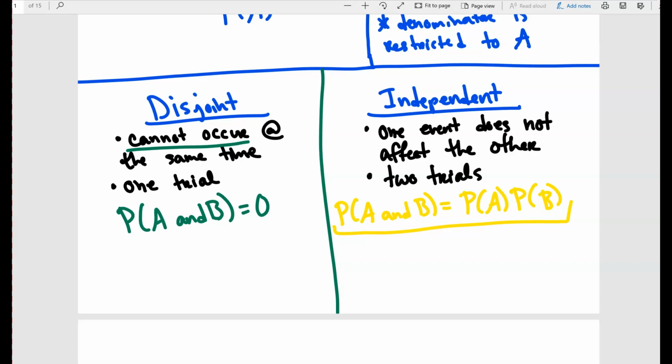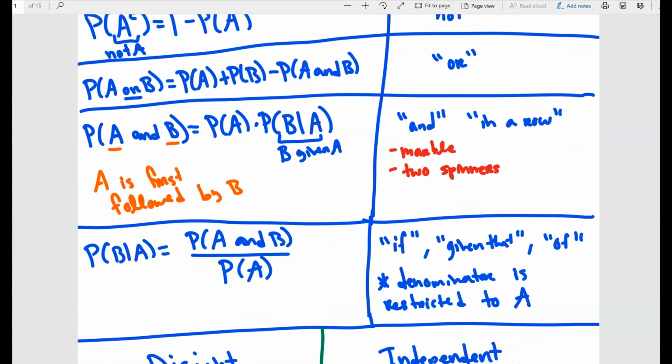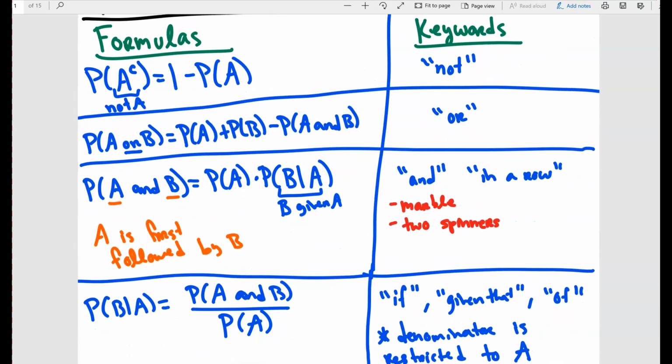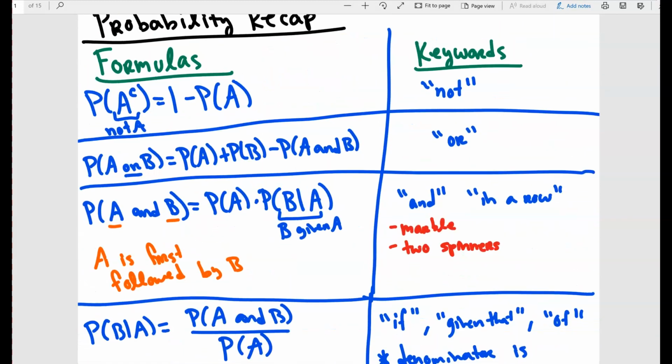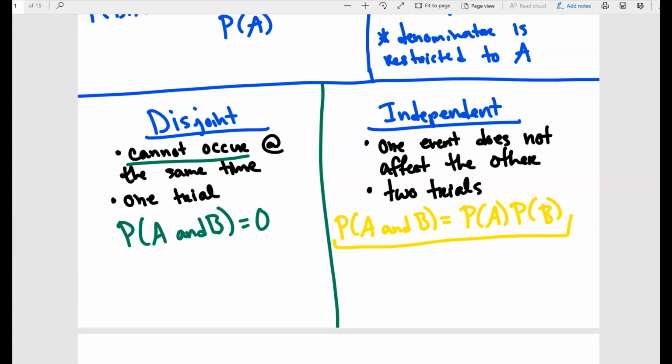Okay, but I do want you to know the differences between these two because these two are not the same. Disjoint and independence are completely different from each other. Okay, so I'm not going to do any examples. We did a couple of examples in class, but these are basically some of the formulas that we've been talking about with a couple of the key words. And then the differences between disjoint and independent.